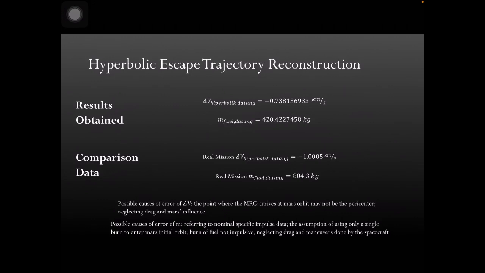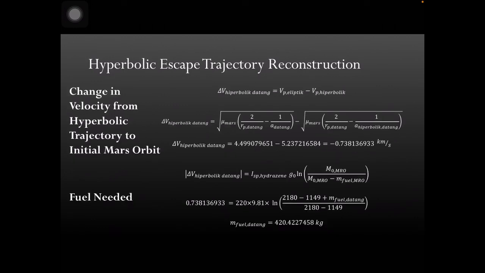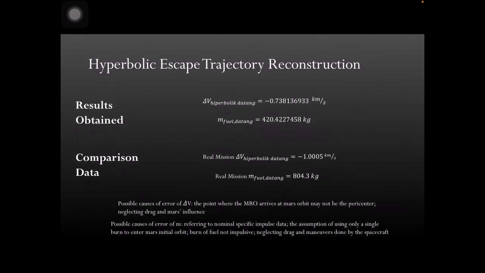And by using the change of velocity and Tsiolkovsky's rocket equation, the fuel needed for the orbit change is obtained to be around 420 and 42 kilograms. Then, by restating the values of velocity change from a hyperbolic orbit into the initial elliptic orbit and the fuel needed, and comparing them to the real mission data, it can be seen that there is significant error in both results.